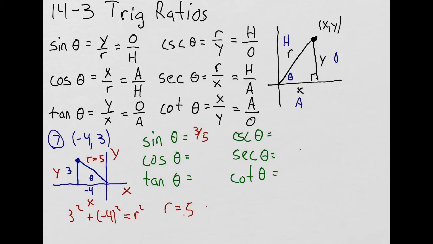Okay, cosine. Well, now, what's x? It's negative 4. What's the hypotenuse? It's 5. So it's going to be negative. And these can be negative. That's fine. Okay, negative 4 over 5.